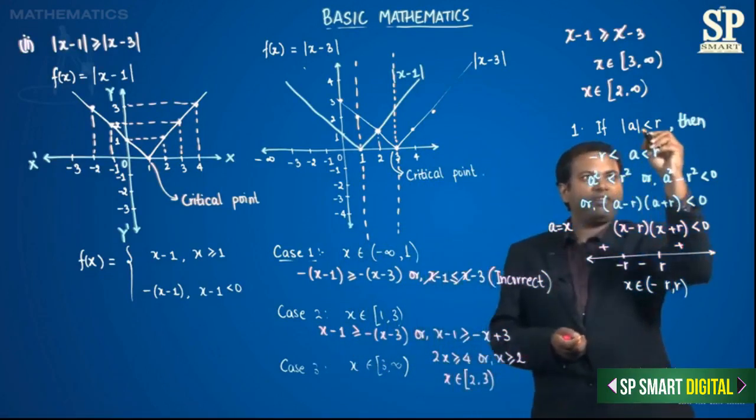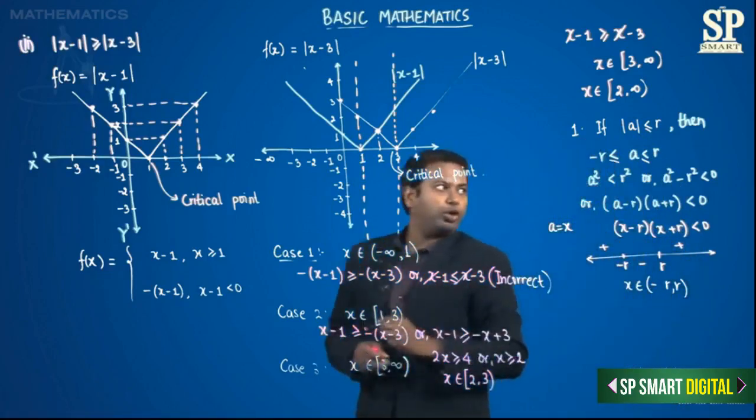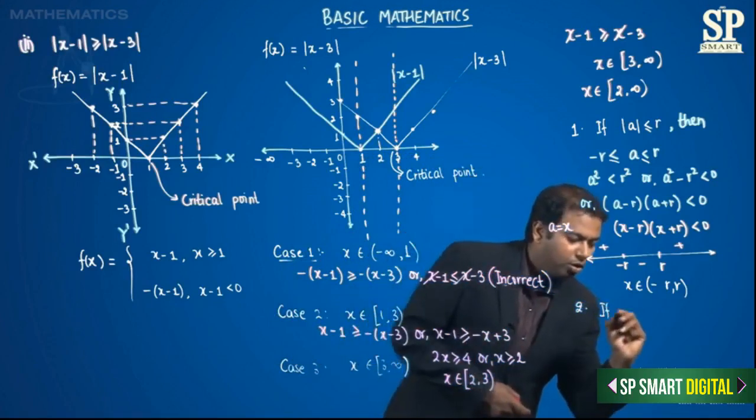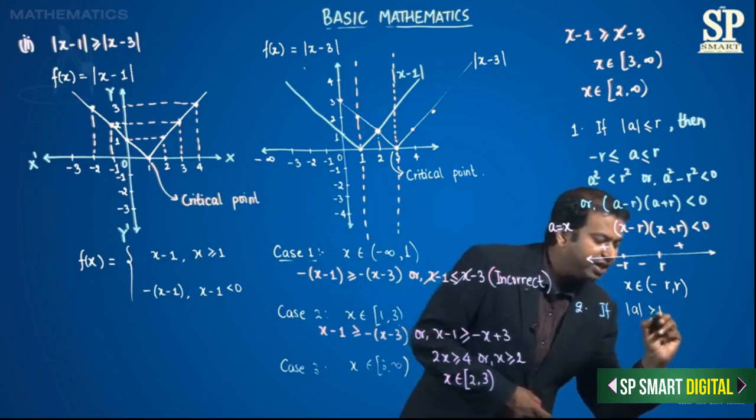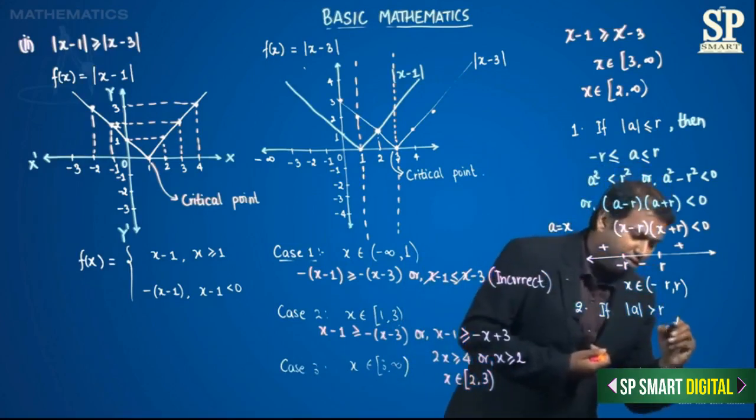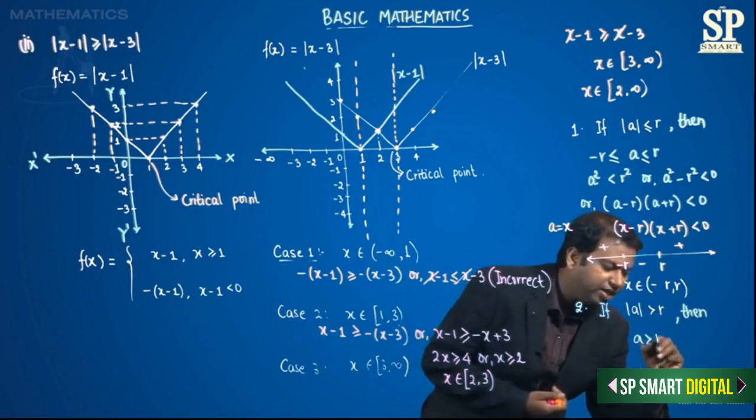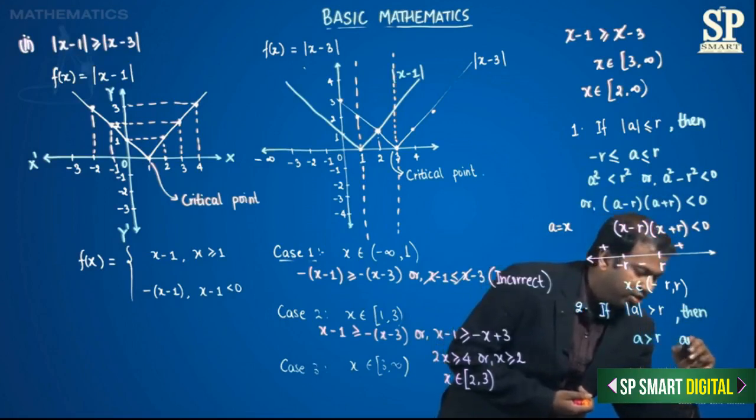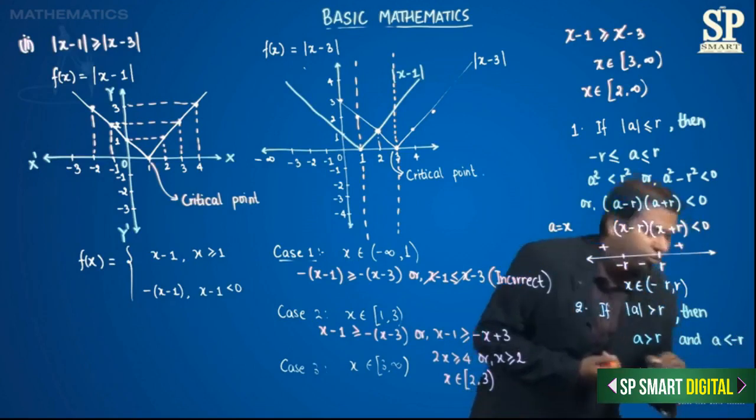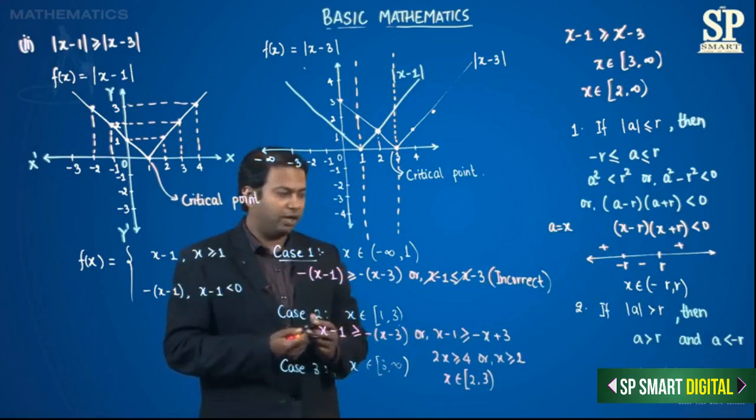So similarly, if we have an equal to sign here, what we have to do is just put an additional equal to. And second, if modulus of a is greater than r, then we have a is greater than r and a is less than minus r. So that is the answer in the case when modulus of a is greater than r.